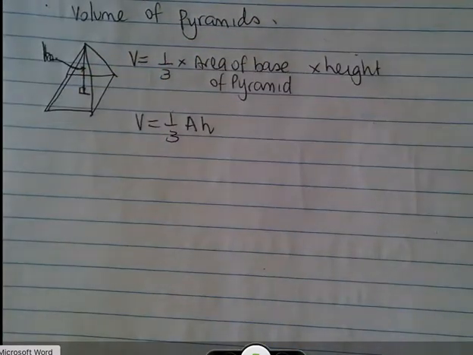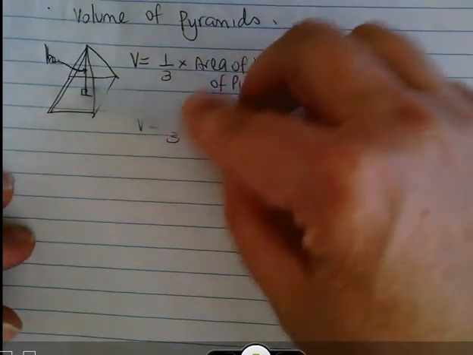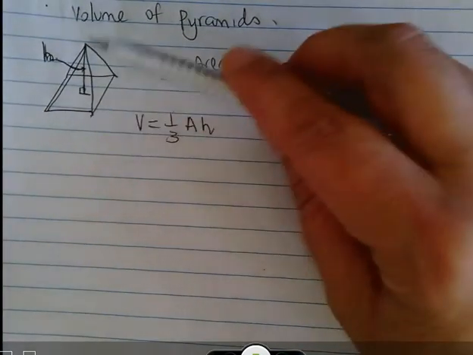Now it depends what the base is. Sometimes the base is a square. Sometimes the base is a rectangle. Sometimes the base is a triangle. It could be some other shape as well. If you were doing volume of a prism, you would have done area of the base times how high it is.